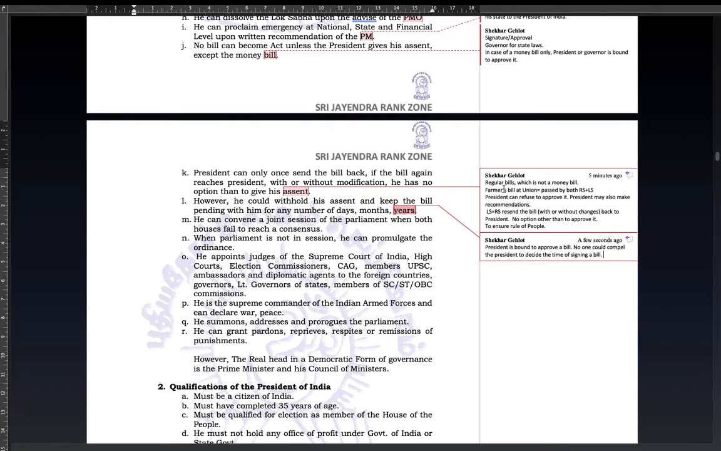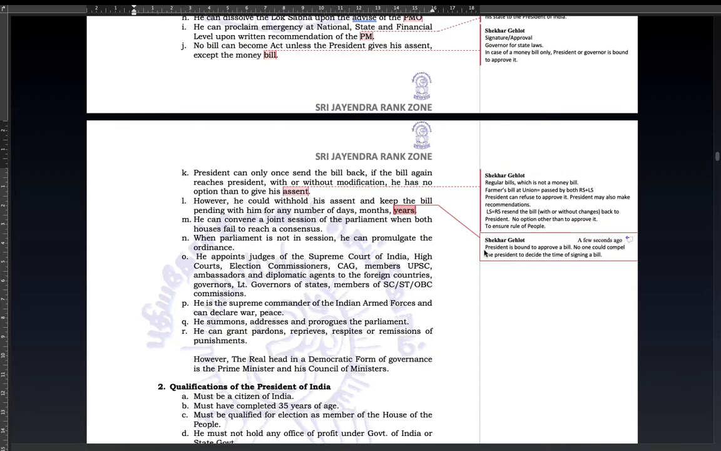So now, suppose the farmers' bill is sent back to both houses of parliament with some modifications or recommendations by the president of India. But what the both houses do is they resend the original bill without making any changes as suggested by the president. They send it back to the president to sign it. Now the president of India has no other option than to approve it. Okay, he has to approve it. Why? Because we are ensuring the rule of the people.